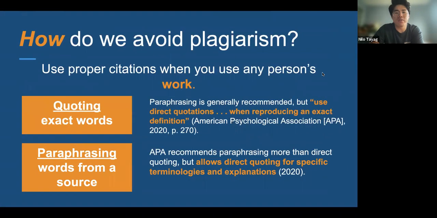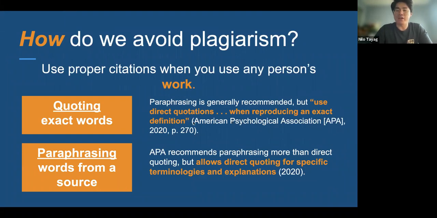How do we avoid plagiarism? Well, we've gone over citations, but we can also quote exact words, right? Although paraphrasing is generally recommended, and is the standard procedure in APA style, we can use direct quotations for definitions or more specific terminologies, explanations of things. And to do this, as you see in this example, we simply put quotation marks around the sentence that we're quoting to indicate that it is a quote.